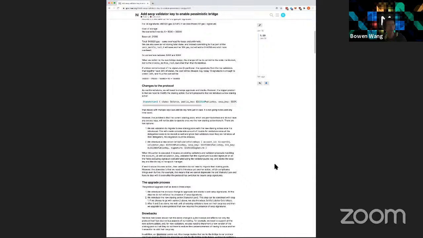I mean, it is a validator key, right? So the nature of a validator key is that it is used to sign things related to consensus, and it should not be used to sign other things. That would pose security concerns.